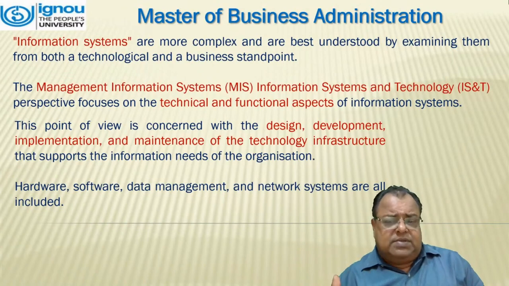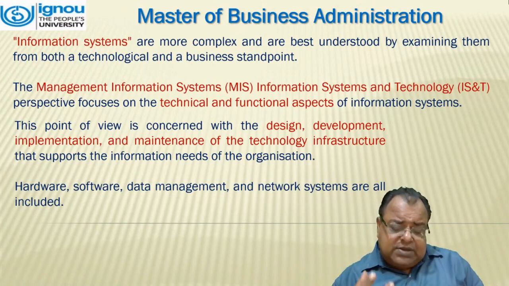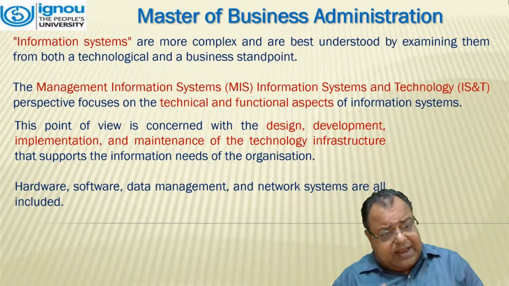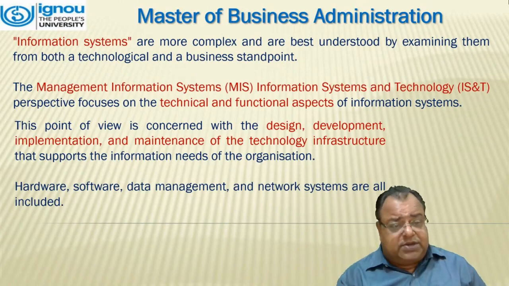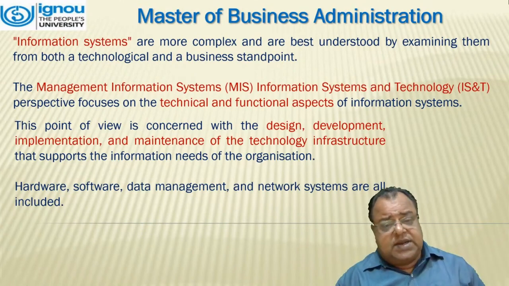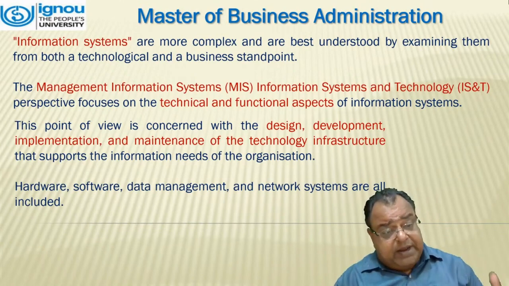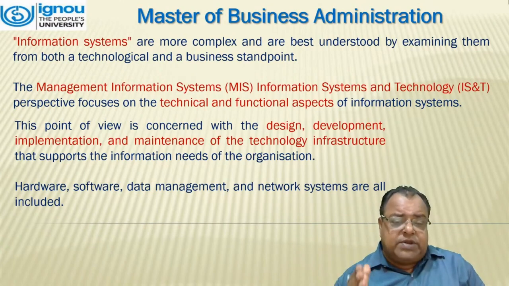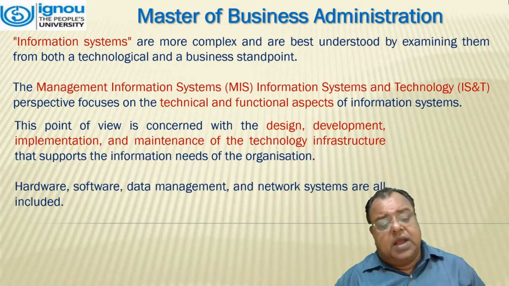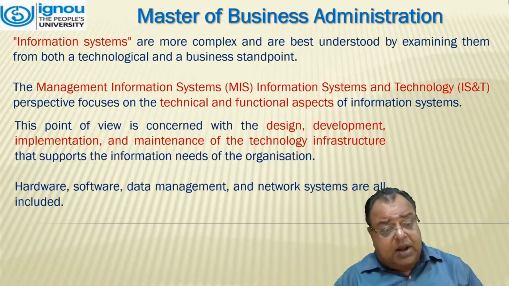Management information system. Information system and technology, what we call ISMT. The technology perspective focuses on technical and functional aspects of information systems. This point of view is concerned with the design, development, implementation and maintenance of the technology infrastructure that supports the information needs of the organization. Hardware, software, data management and network systems are all part of this and are included.